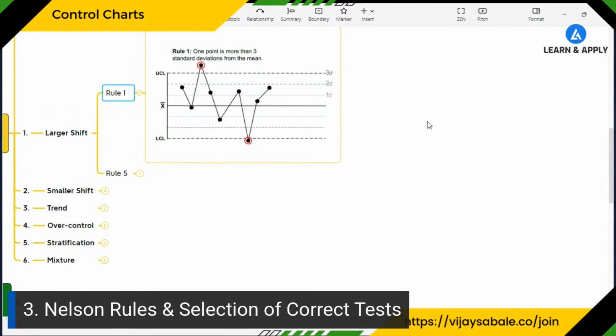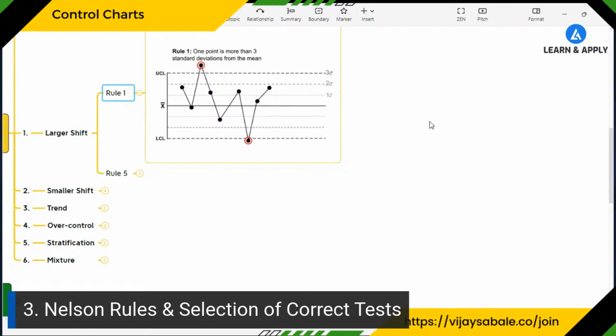Now this is a typical control chart, and it is drawn by having one average, upper control limit, lower control limit, and there are 3 sigma lines, plus and minus 3 sigma lines, on the upper side and lower side of the average. I've just taken one example so we can have clarity about what these Nelson rules are and what is the meaning of them. So rule number 1 is 1 point is more than 3 standard deviations from the mean on either side.